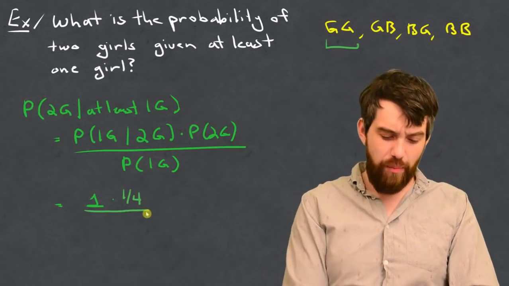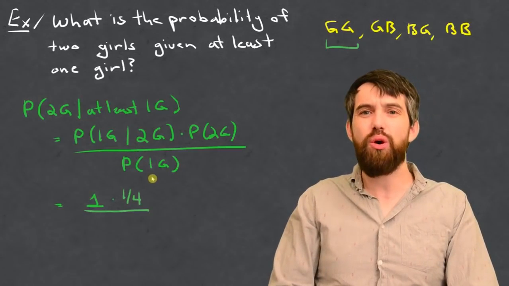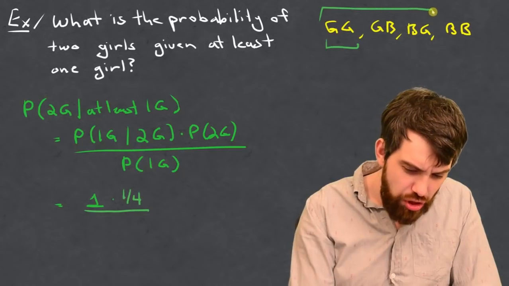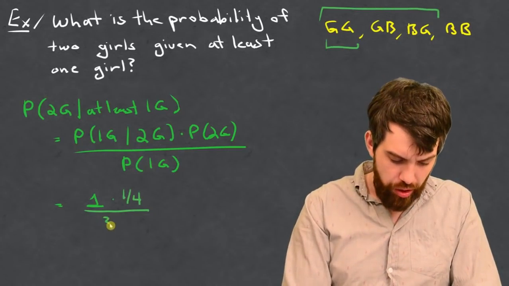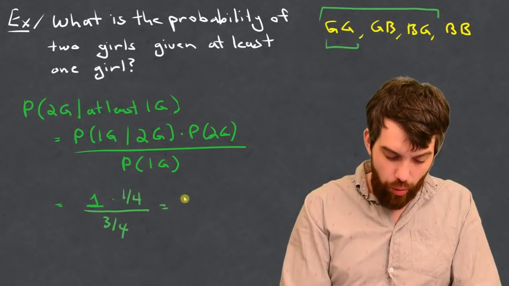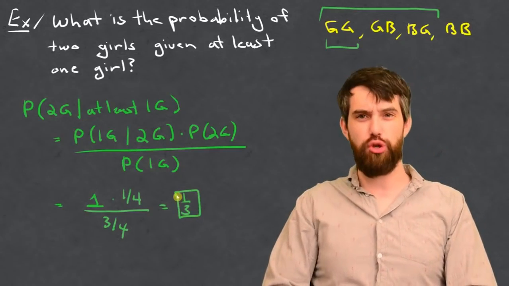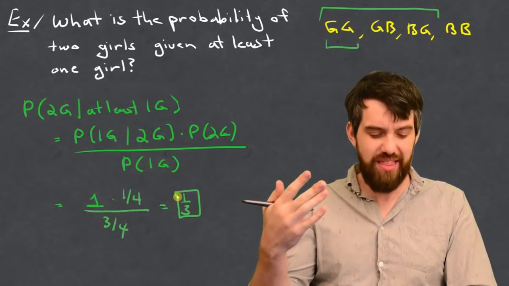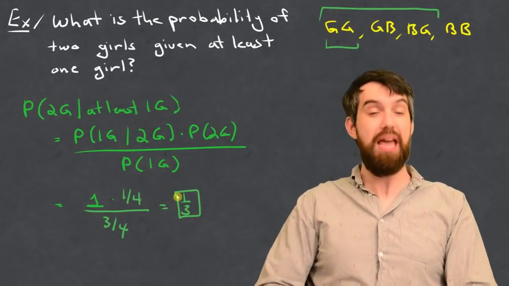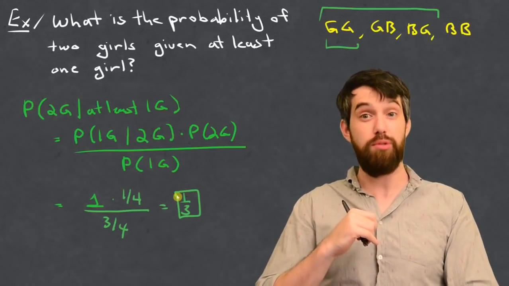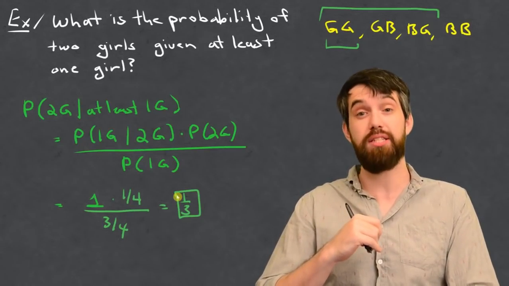Then I need to divide by the probability of at least one girl. This one has a girl in it, that one has a girl in it, and that one. There are three of them that have a girl, so 3/4. In other words, we get 1/3, which is the same value that we computed by pure conditional probability. We verified that it works using Bayes' theorem, which illustrates at least some motivation that Bayes' theorem is likely to be true and useful in other contexts beyond this.